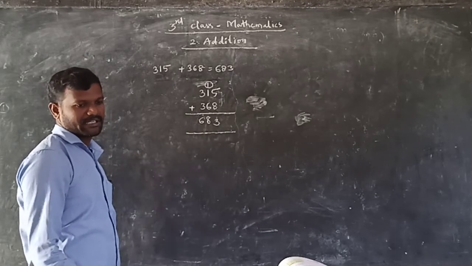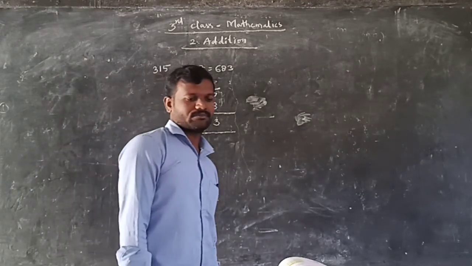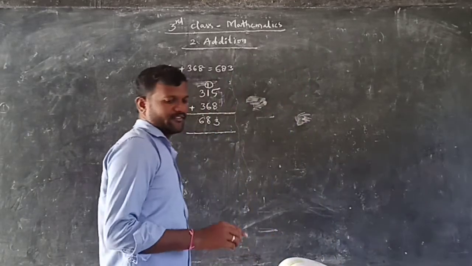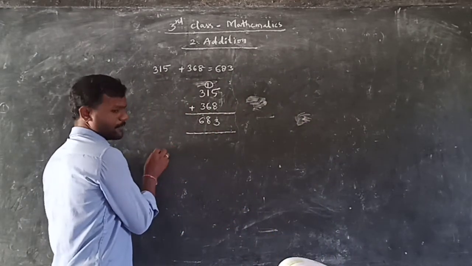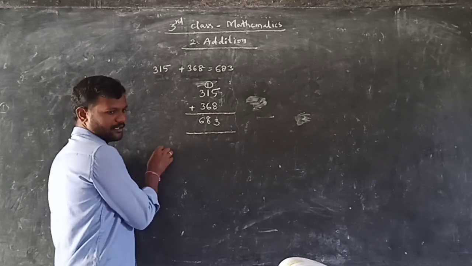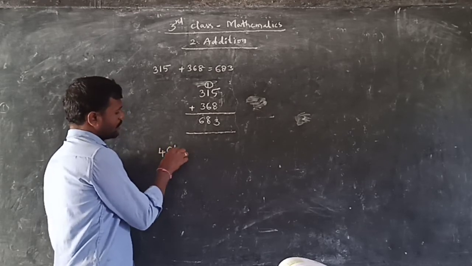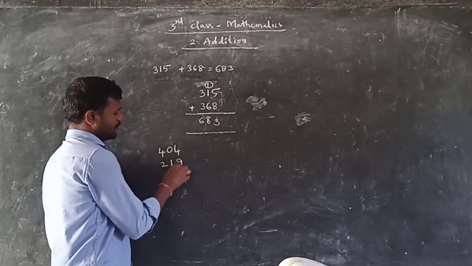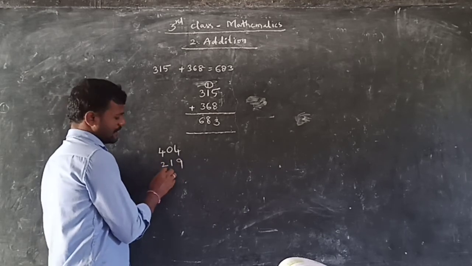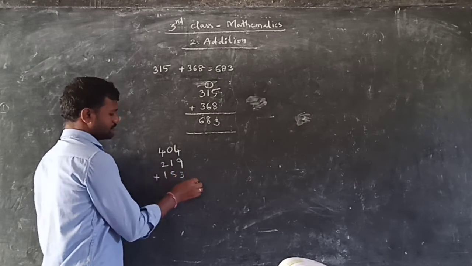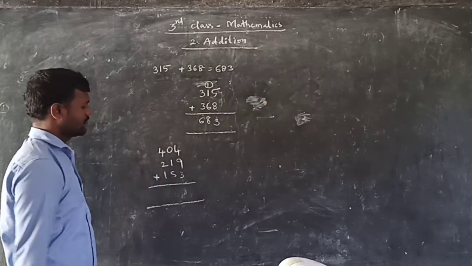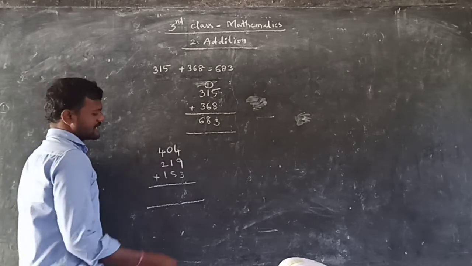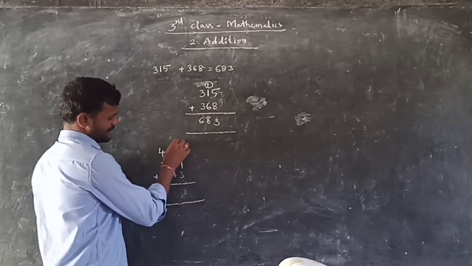Okay. So next, like the same, next one. What is the next one we will do? Try this problem, which is in the same page, page number 30. 404 plus 219 plus 153. It asks us to find the sum of these three numbers. How can we do? First add these numbers. Which numbers? In the ones place.